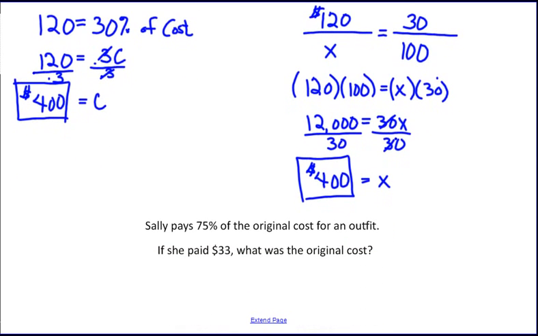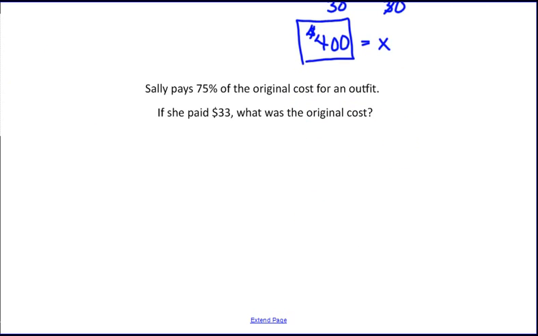Let's do another problem too. Sally pays 75% of the original cost for an outfit. If she paid $33, what was the original cost? Again, I will do this problem in two different ways. Sally pays 75% of the original cost, so 75% of the original cost is equal to the $33 that she paid.